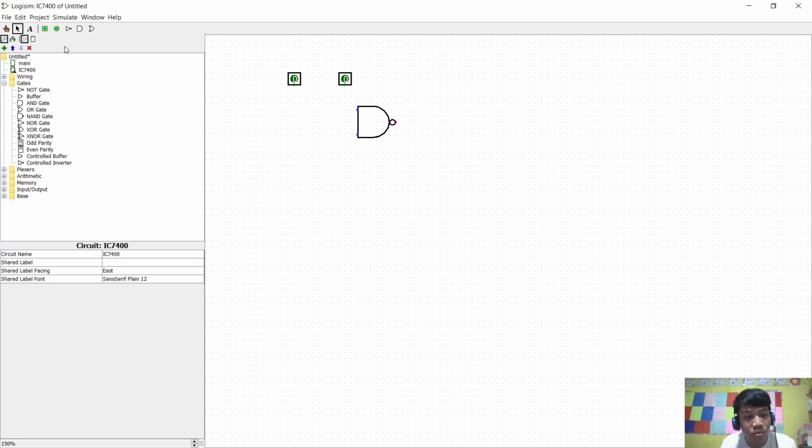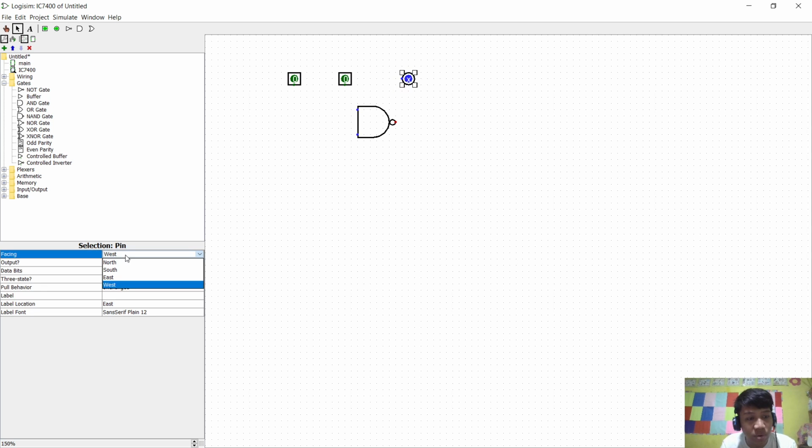Then after that, if we have an input, we also have an output, and this circle pin will serve as our output. And then we will be rotating it south, placing it here. Then we connect the dots.